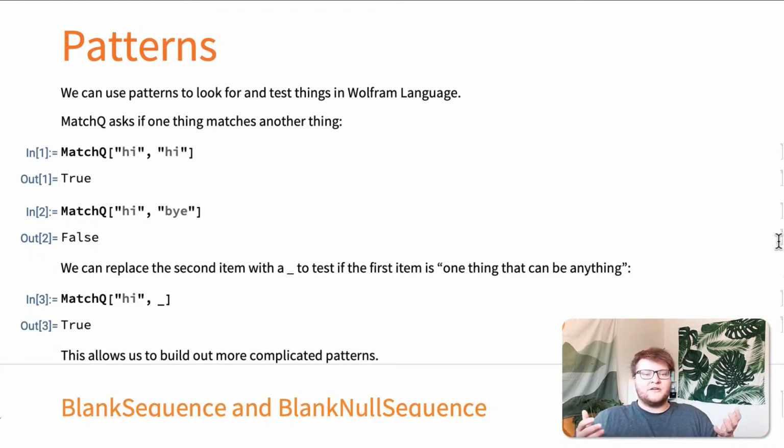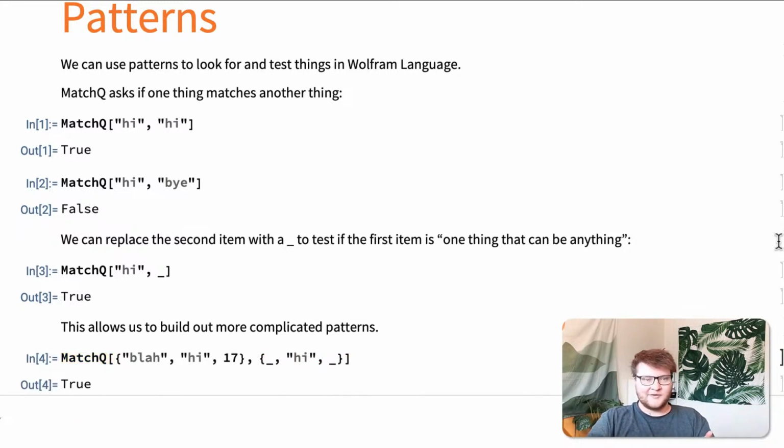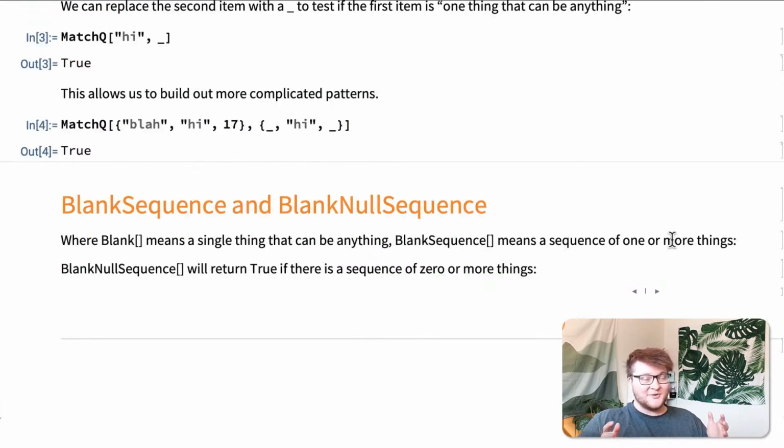So for example, we might want to find a list that has the string hi in the second position and has exactly 3 things in it, but we don't care what the first thing is or what the third thing is. So in that case, I would say, does this list, blah, hi, and 17, match the pattern? A thing that can be anything, hi, a string of the word hi, another thing that can be anything. Yes, it does. Great. Now let's get a tiny bit more complicated.